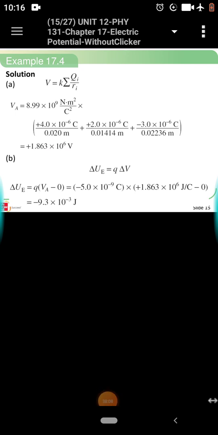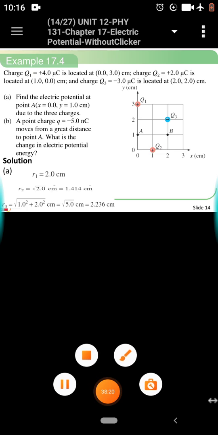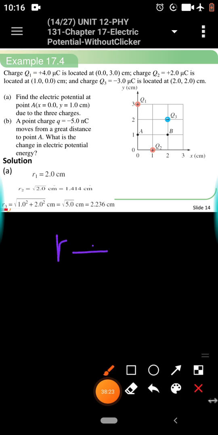So let's go to B. In B, a point charge Q moves from a great distance. When they say a great distance, they mean that R goes to infinity. And what is the change in electric potential energy?